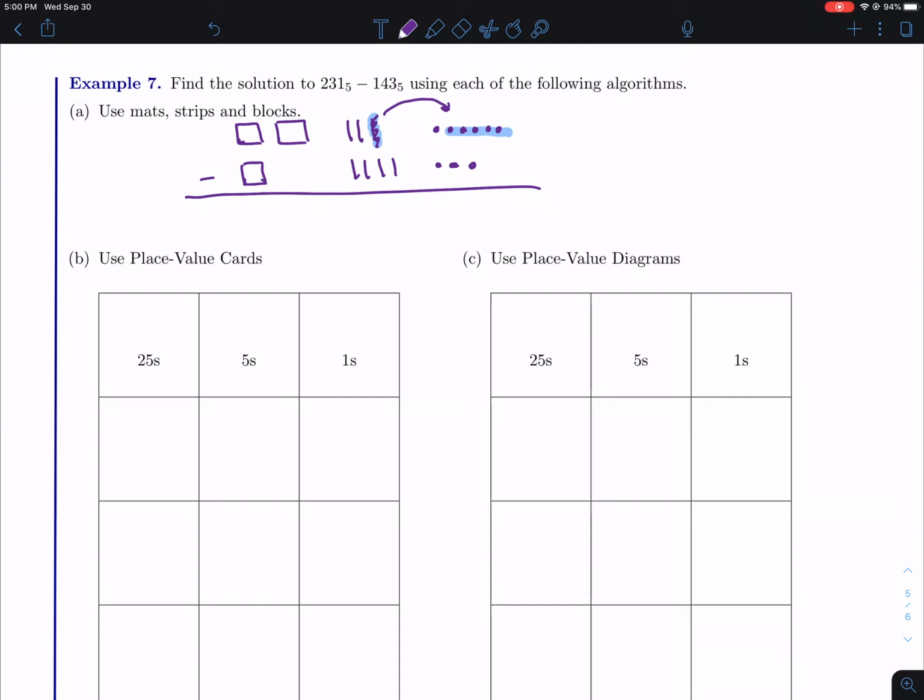And so now that I've got more dots on the top than the bottom, now I can do the takeaway method and subtract these. So I can take these 3 from the top with the 3 from the bottom, and that'll go away. So that leaves me still 3 on the bottom. So let me just bring those down. And so now if I look, I've got 2 strips on the top, but I want to take away 4 strips.